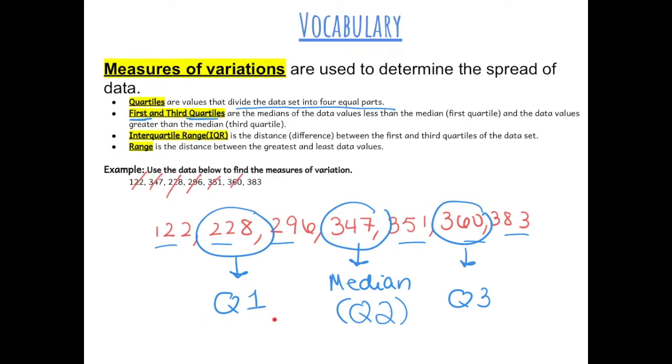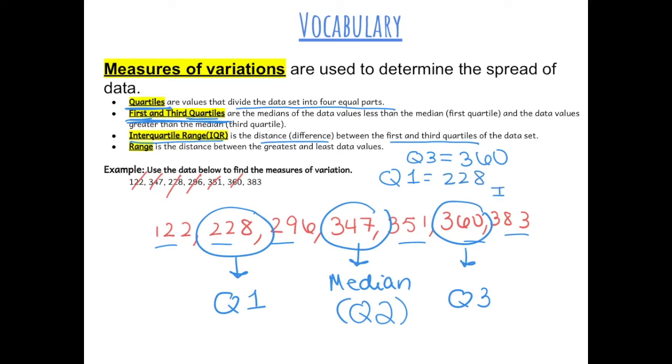So now we have 3 quartiles that split the data up into 4 equal parts. So we have found the quartiles. We found and labeled the first and third quartiles. Now we want to find the interquartile range, IQR, which is the distance between the first and third quartiles. So quartile 3, as we can see below, is 360, and quartile 1 is 228.